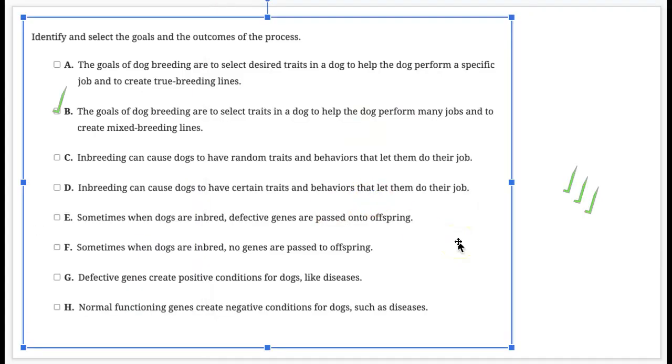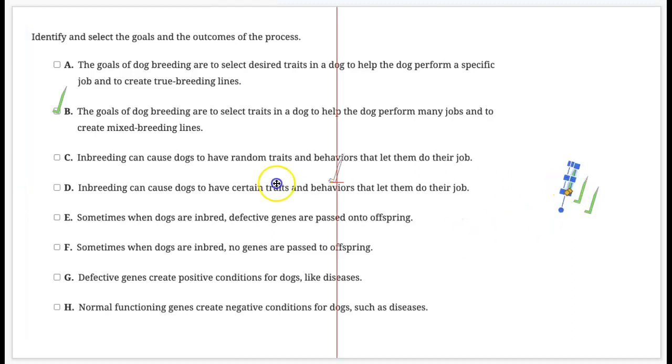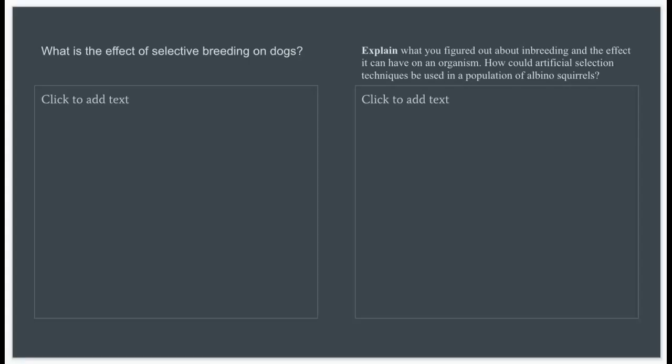Now this one here just asks you to identify some specific goals that are part of artificially selecting traits for dogs. So what are we doing it for? You can grab these little check marks and come over here and put them in place. If you've watched that video, that'll give you more information into why we selectively breed dogs. And on the last slide here, what do you think the effect of selective breeding on dogs is?